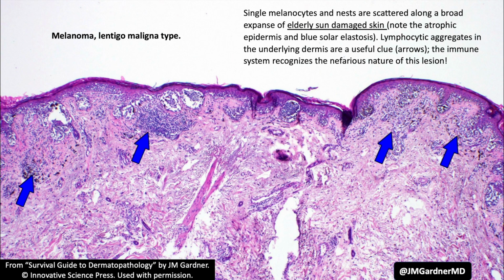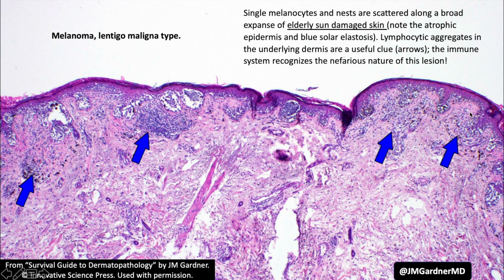So I think the most important type of melanoma for head and neck pathologists to know about is lentigo maligna. That's because the most common place for it is on the head and neck of elderly sun-damaged people, usually Caucasians. And what you're going to see is single cells or sometimes nests of atypical melanocytes scattered and trickling along in the sun-damaged skin with an atrophic epidermis. This is a very florid example.